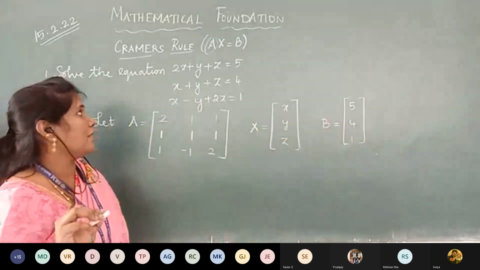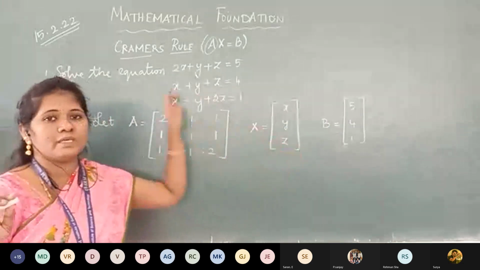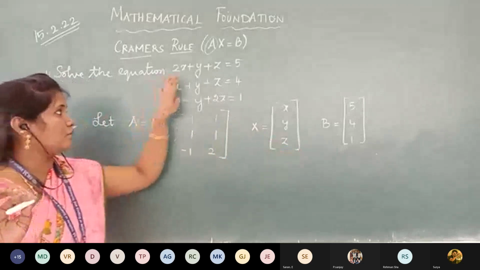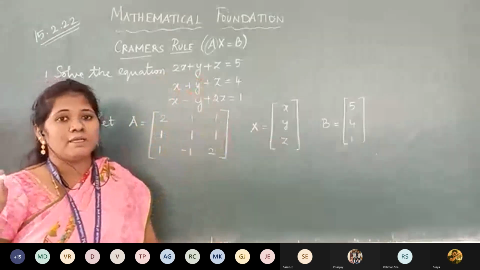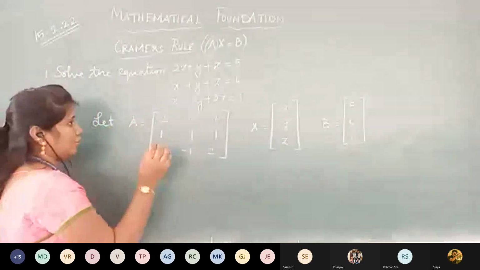So we have found out here Ax is equal to B. What is your A? What is your X? What is your B from the given equation? Now, how do you find out your value of X, Y, Z in Cramer's rule? In Cramer's rule, how do you find this?